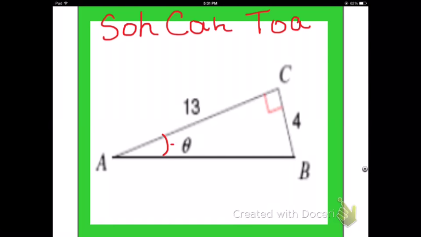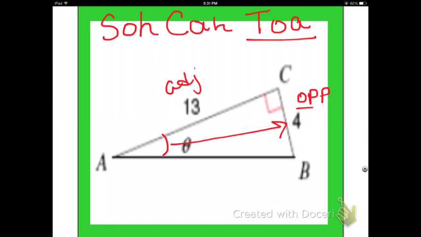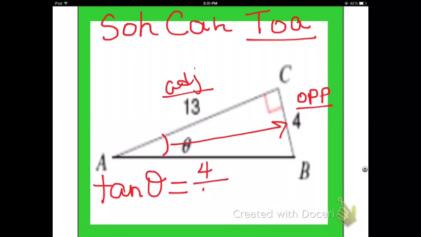Now I can tell from here that across the triangle would be my opposite side, so 4 would be opposite. 13 is not the hypotenuse, so it would be adjacent. So which trig function would I need to use? I would have to use tangent because that's the one that uses opposite and adjacent. So I'm going to say tangent theta, I don't know the value of the angle, equals the opposite value, which is 4, over the adjacent value, which is 13. Now since I'm looking for the angle theta, I've got to undo tangent.